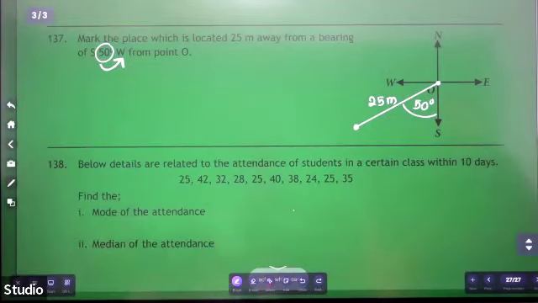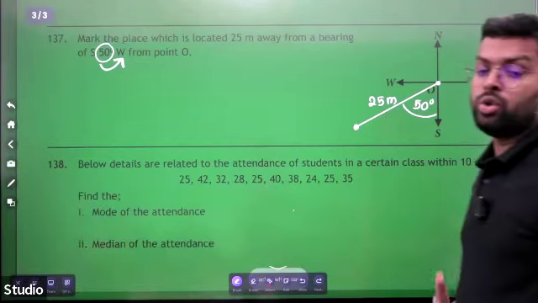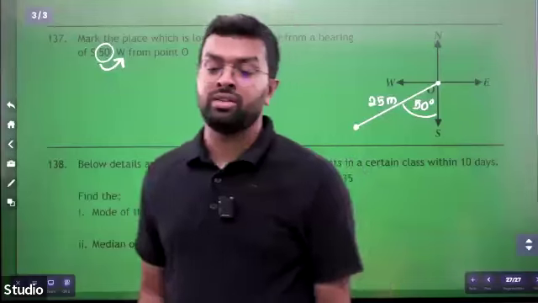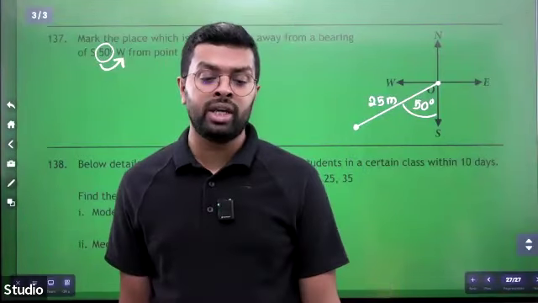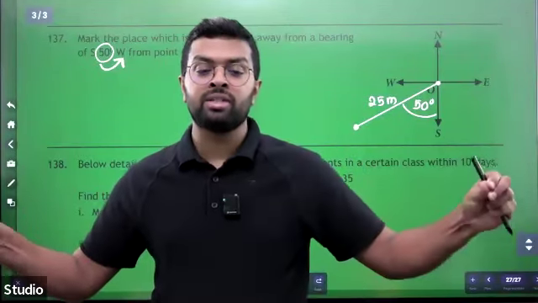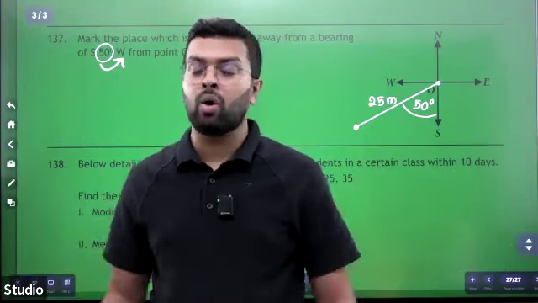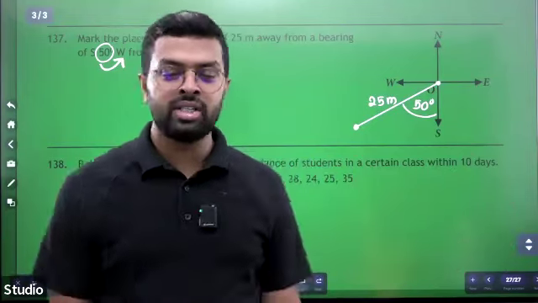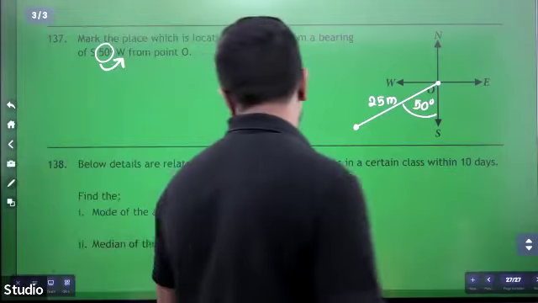Below details are related to the attendance of students in a certain class within 10 days. Find the mode, find the median. Before you do anything for this question, the first thing we have to do here is arrange these numbers in ascending or descending order. So best is to arrange these numbers in ascending order.